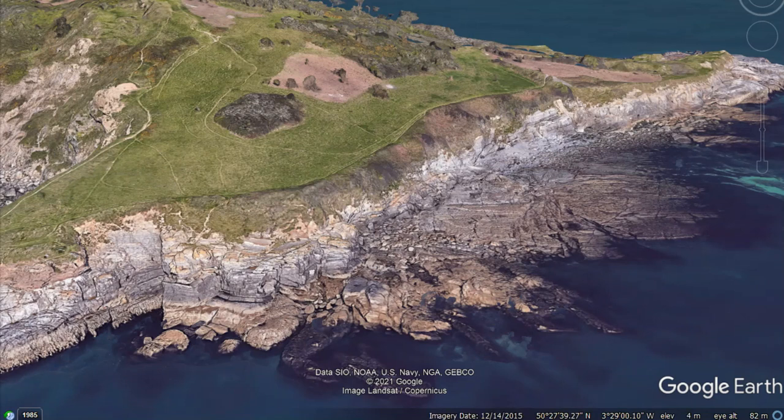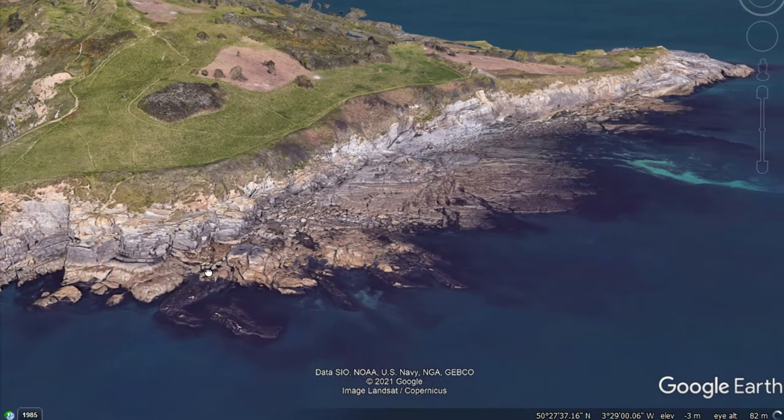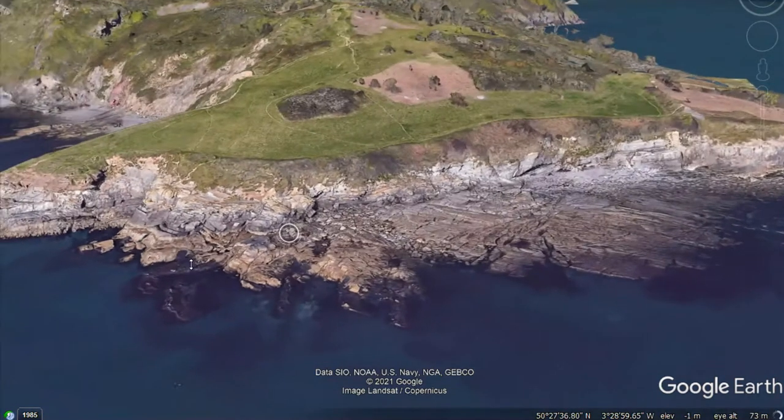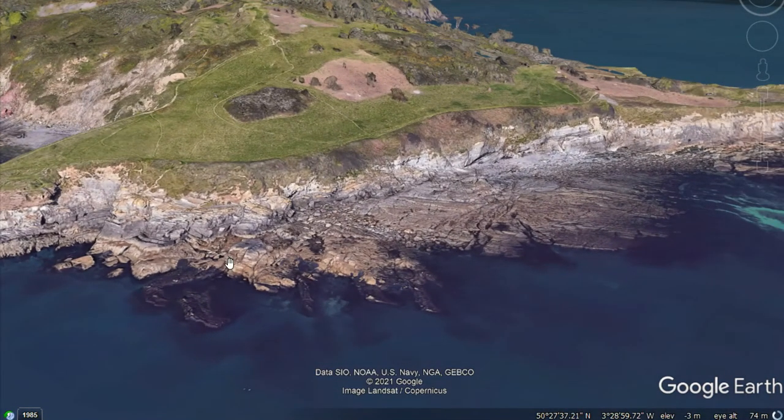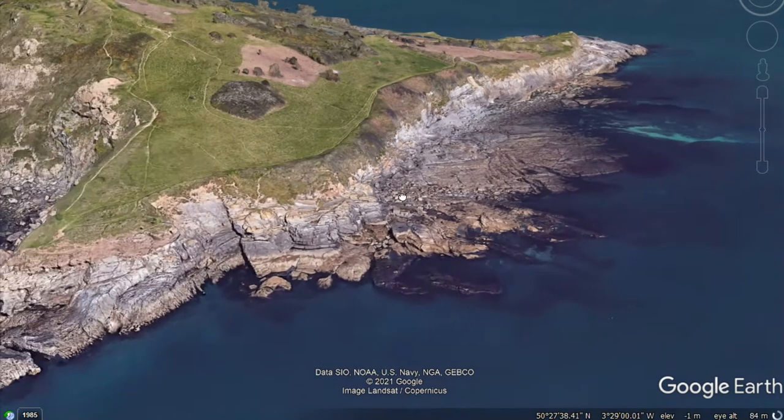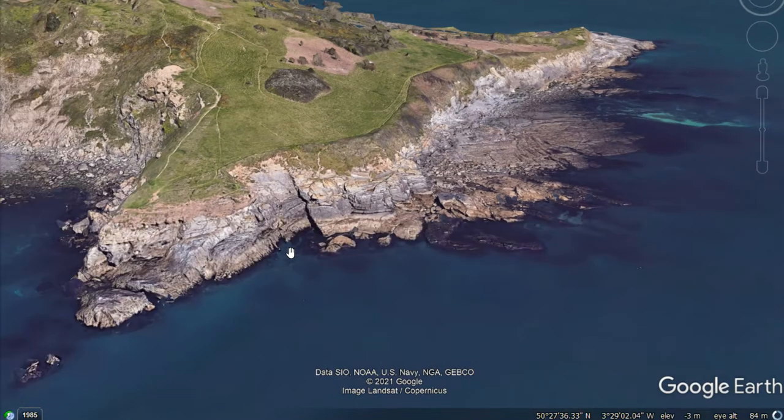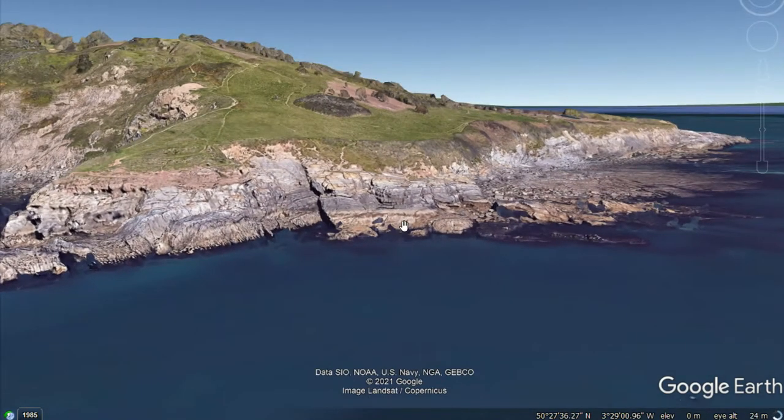Hi everyone, this short video shows you the features of cliffs, wave-cut notches and wave-cut platforms. Now we know that the sea attacks the coastline and erodes it away through a variety of processes: abrasion or corrasion, depending which term you've been taught, hydraulic action and wave pounding being the three principal methods by which the waves erode rock away.